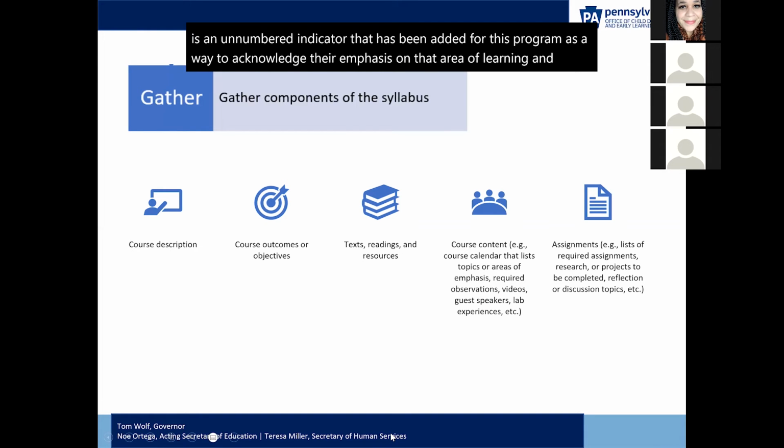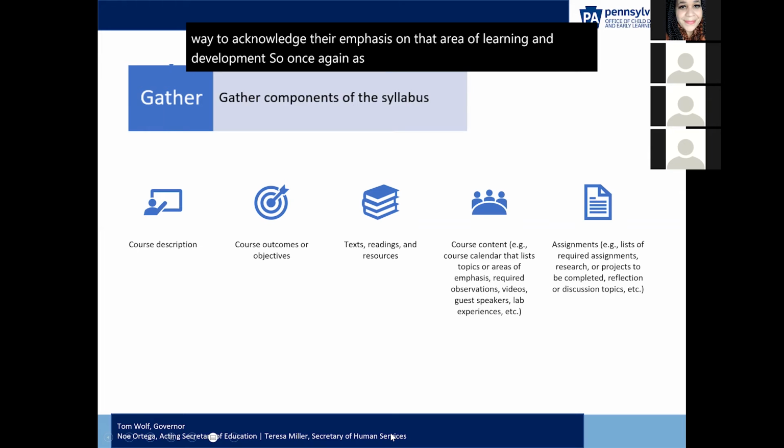So once again, as I mentioned, the thing to do is to gather the components. I often find when I'm reviewing syllabi from other places that I don't have access to the text. If you're reviewing someone else's syllabus and you don't, you can always go online and pull the table of contents, and it'll give you some basic information about that.